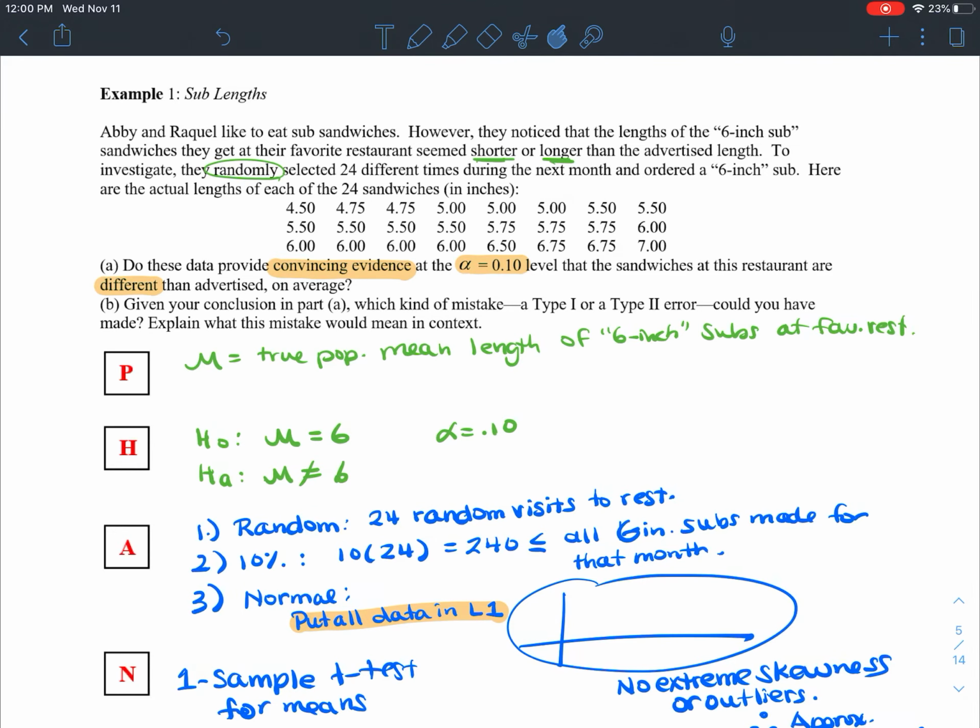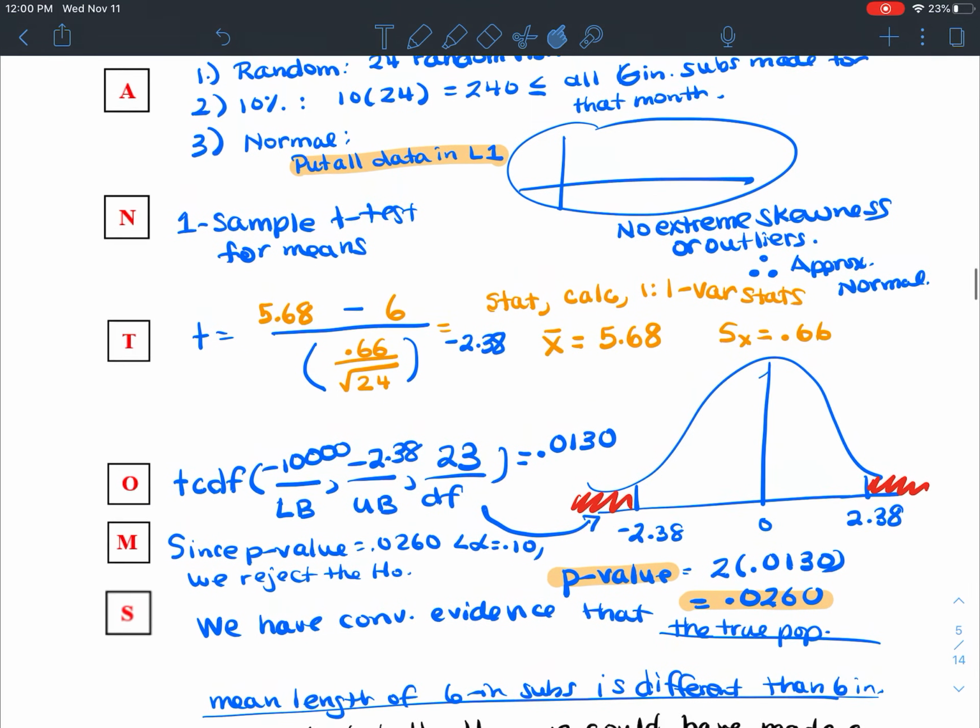I believe at the end of the test, our conclusion was that we were going to reject the null hypothesis, and we said that we had convincing evidence that the true population mean length of 6-inch subs is actually different than 6 inches. Okay, so we were rejecting the null hypothesis.